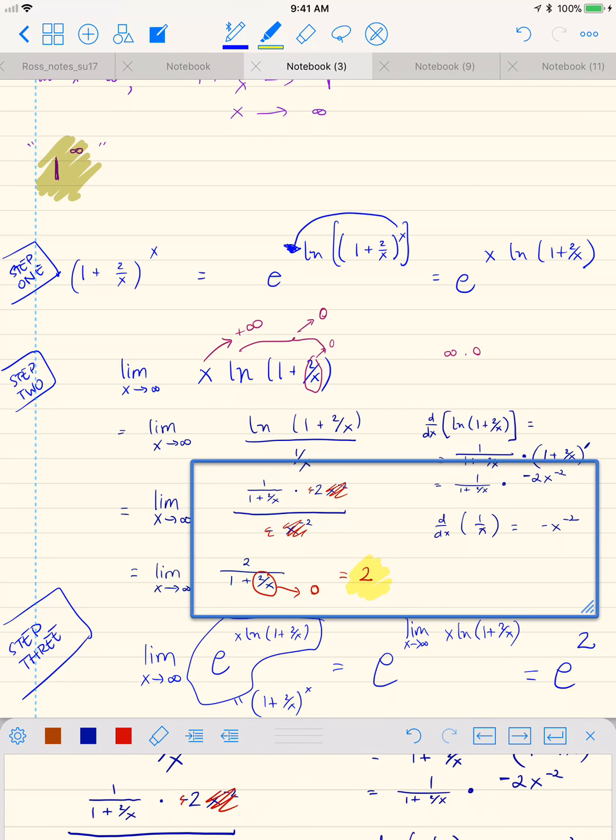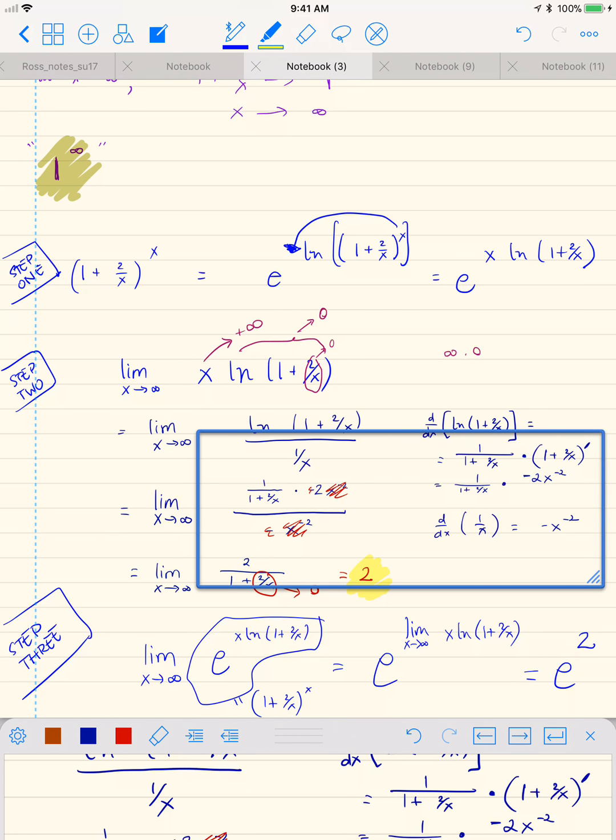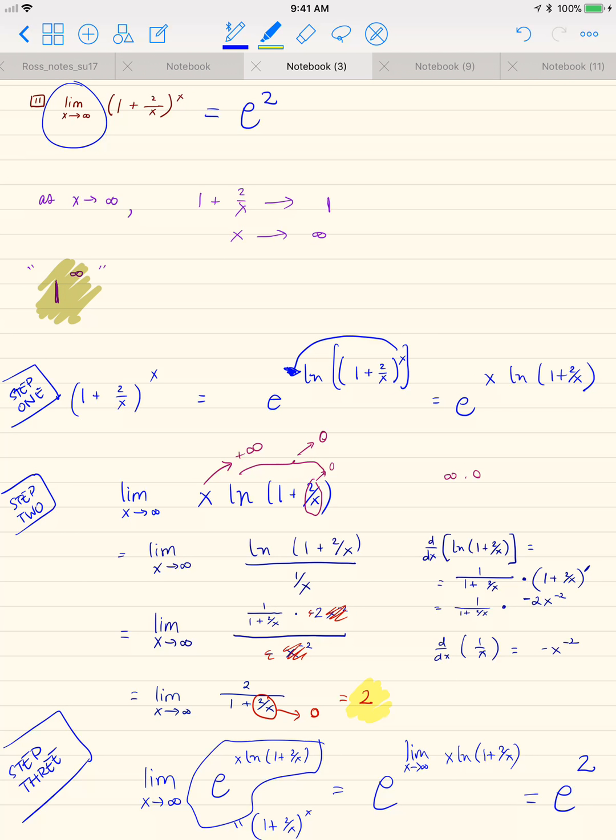Okay, so in conclusion, I think I'm just gonna let you see what I wrote here. We finished taking the derivative. We found that limit, we took the derivative of the numerator, the derivative of the denominator. Things canceled out, and we found that the limit as x goes to infinity is equal to 2.